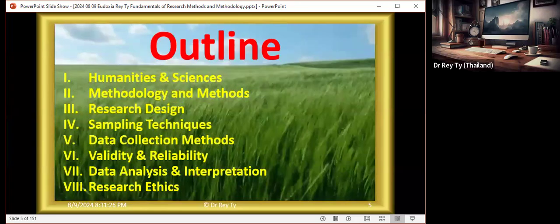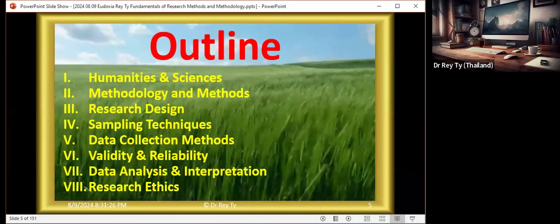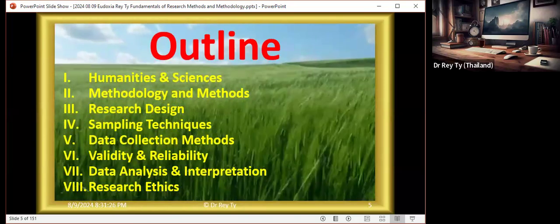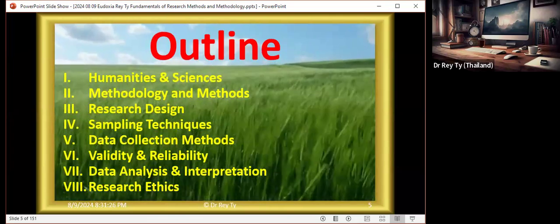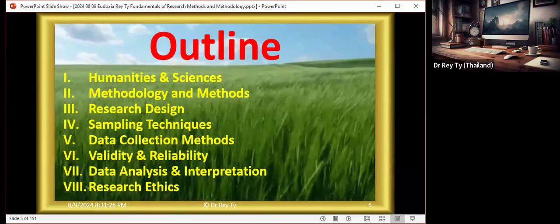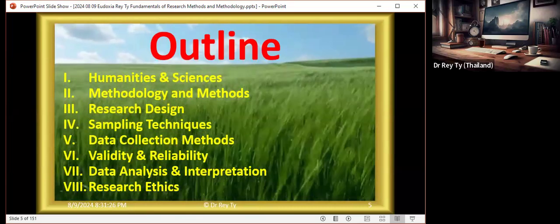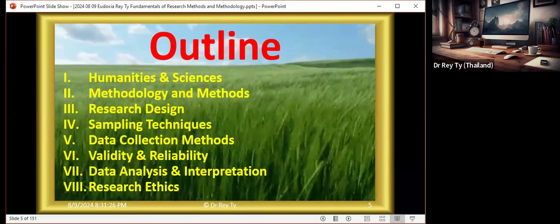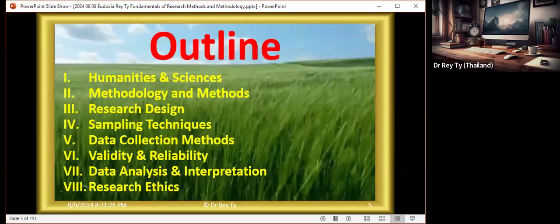And this is the agenda for us this evening. Number one, we are comparing humanities and the sciences. Number two, what's the difference between methods and methodology? Third, research design. Fourth, sampling techniques. Fifth, data collection. Six, validity and reliability. Seven, data analysis and interpretation. And lastly, research ethics. We shall go over them one by one.